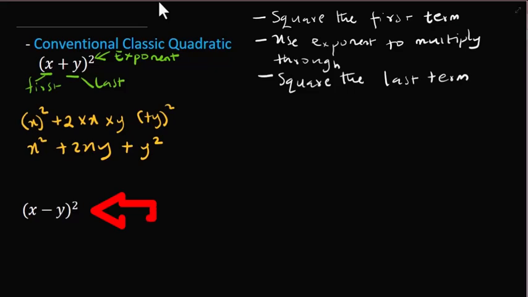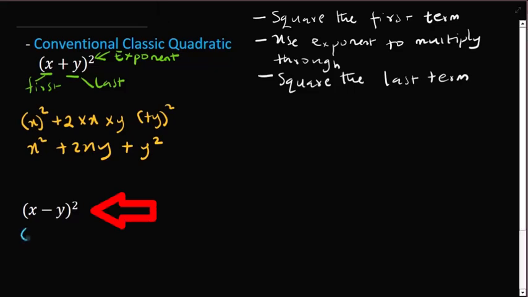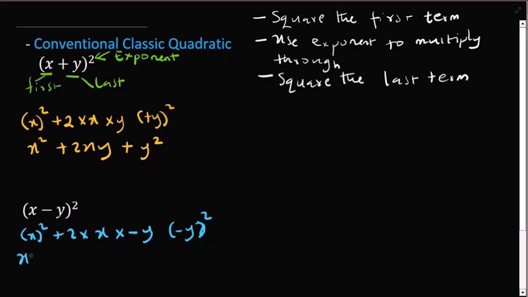Now for the second one, we will square the first term. The first term here is x, so x squared. Then using the exponent to multiply through, we'll have positive 2 multiplied by x, also multiplied by negative y, and then you square the last term, which is negative y all squared. The first term gives x squared, then 2 times x times minus y is minus 2xy, and then squaring the last term gives us positive y squared.